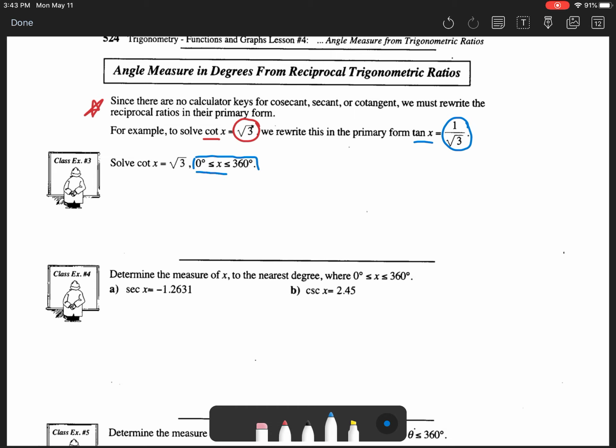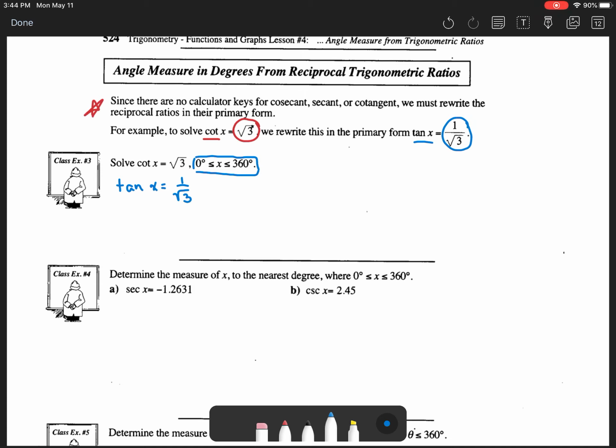Now, again, they're nice to us. They keep us in degree mode, as we're learning. We will eventually get into radians, but this is degree mode. And again, they start out by saying cotangent of x is root 3. Well, if cotangent of x is root 3, just as they stated above, tan of x is going to be 1 over root 3.